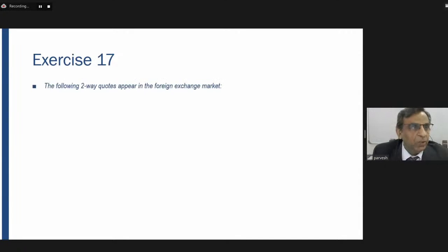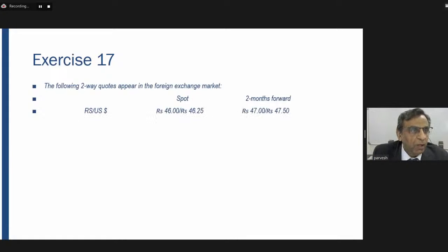This question says the following two-way quotes appear in the foreign exchange markets. The spot rate and the 2 months forward rate are given. The dollar spot rate is 46 rupees, the bid price, and 46.25 is the ask price. The 2 month forward rate is also given, where the bid price is 47 and the ask price is 47.50.